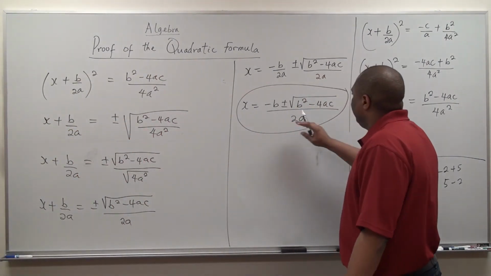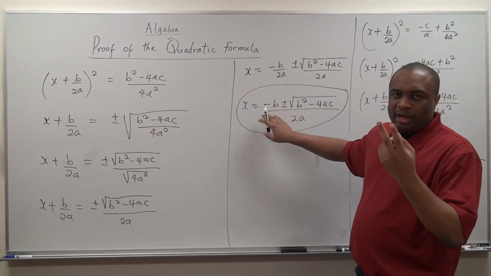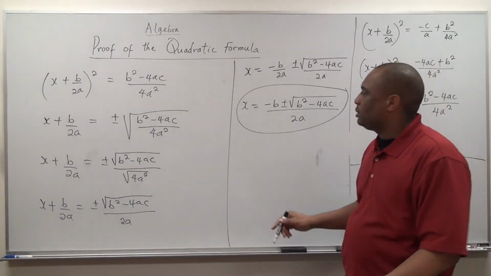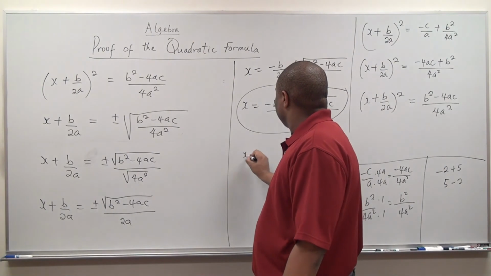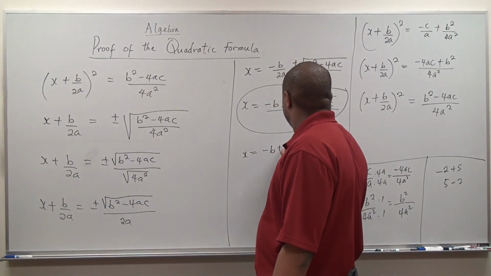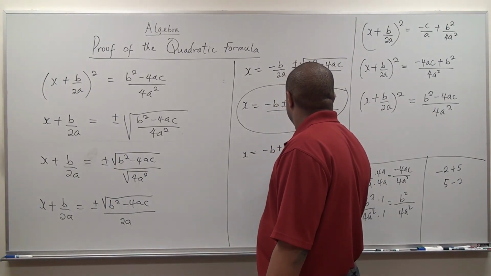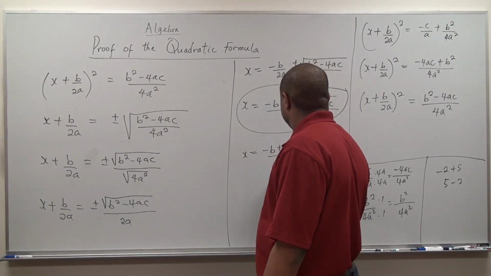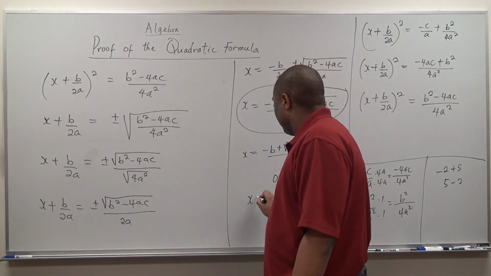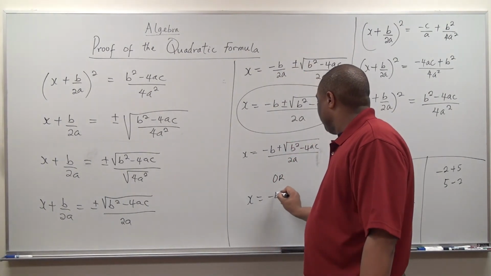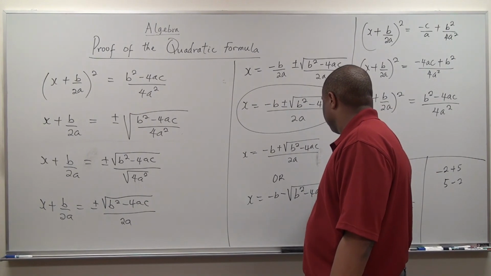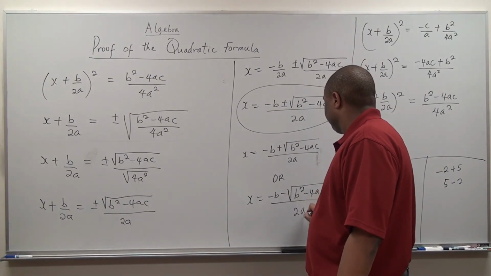Now, this means that when you have a quadratic equation, you have two solutions. So you can have that x is equal to negative b plus square root of b squared minus 4ac over 2a, or you can have that x is equal to negative b minus square root of b squared minus 4ac over 2a.